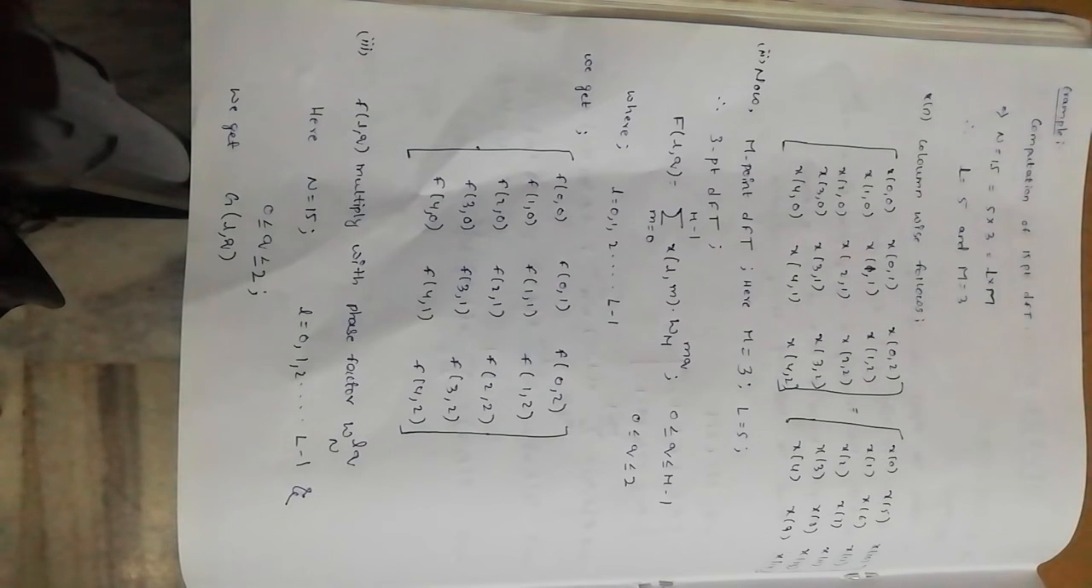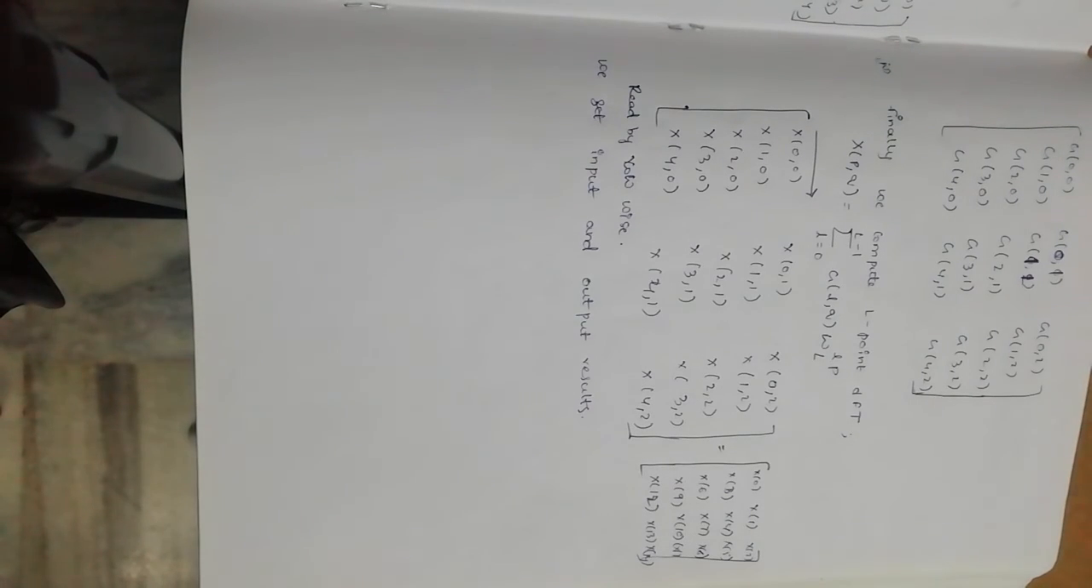After that, we need to multiply with the twiddle factor, W_N power LQ, where N is equal to 15. We already know the properties of W_N. We will get the G of L comma Q matrix.